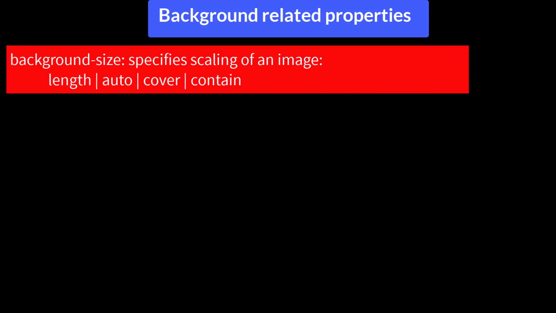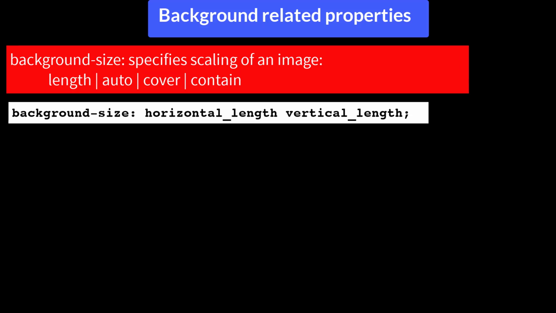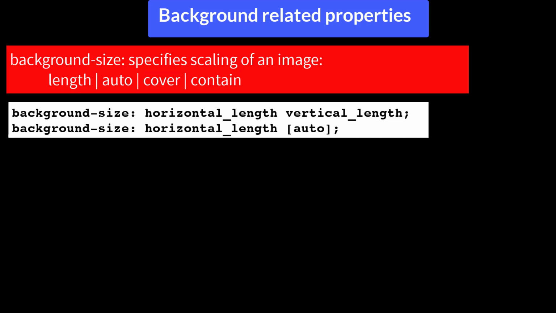Background size specifies scaling of an image. You specify either a length or percentage value, or auto, which is the default, or cover, or contain. Specify one or two values. If only one is specified, the other is assumed to be auto.